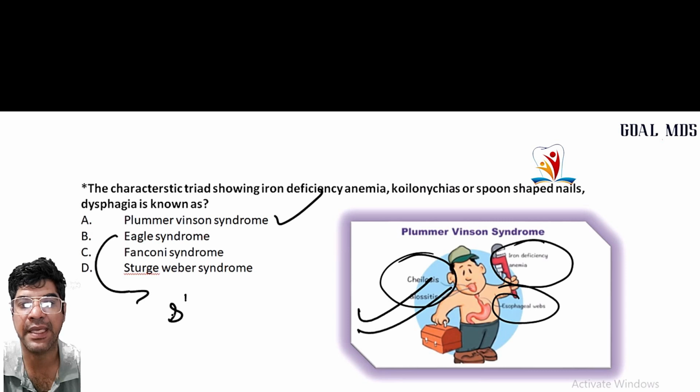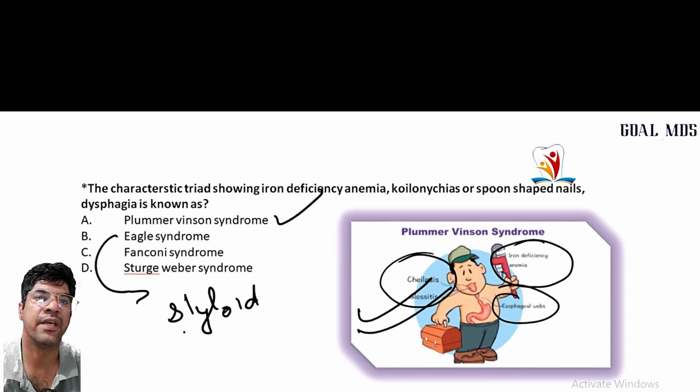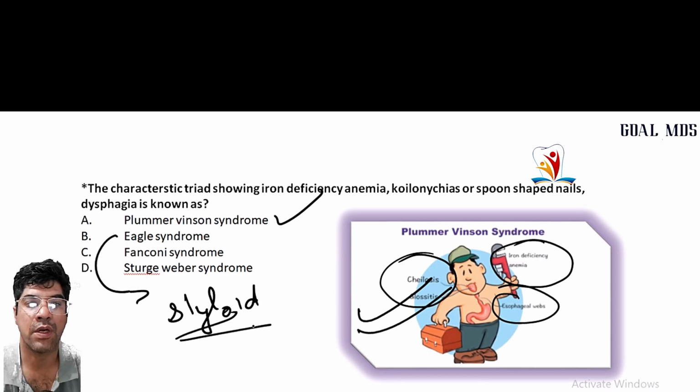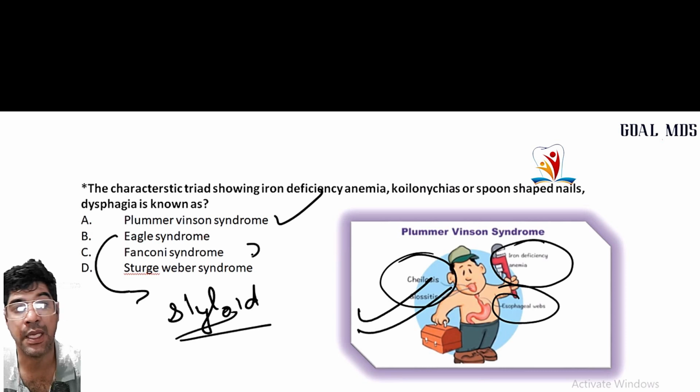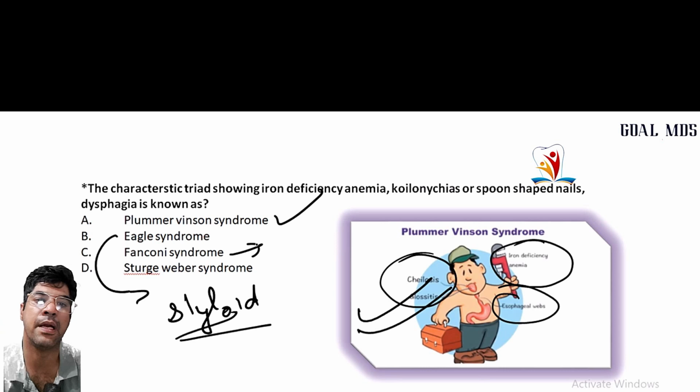Other options like Eagle syndrome, the Eagle syndrome where there is elongation of the styloid process that would cause a pain in the throat region. So either there will be an elongation of styloid process or there can be calcification of styloid ligament.